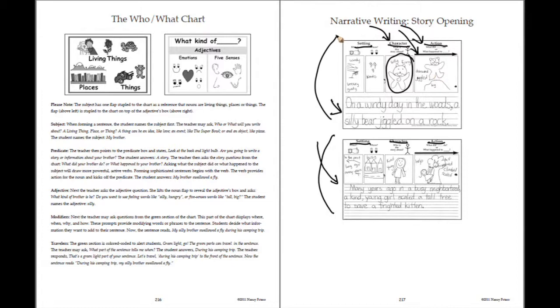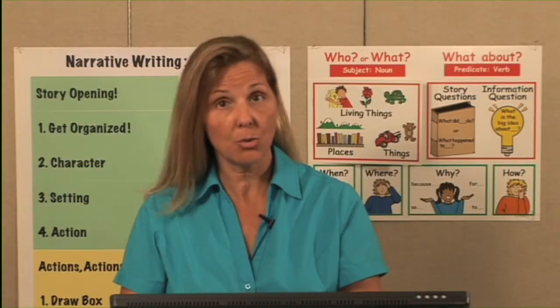Now we'll go back and add our setting. When and where is the bear dancing on a rock? So it's happening on a windy day in the woods. So now we have on a windy day in the woods, a bear is dancing on a rock. And then finally we add our fancy words, where we're going to add adjectives in the different boxes above the nouns that are worthy of being described.